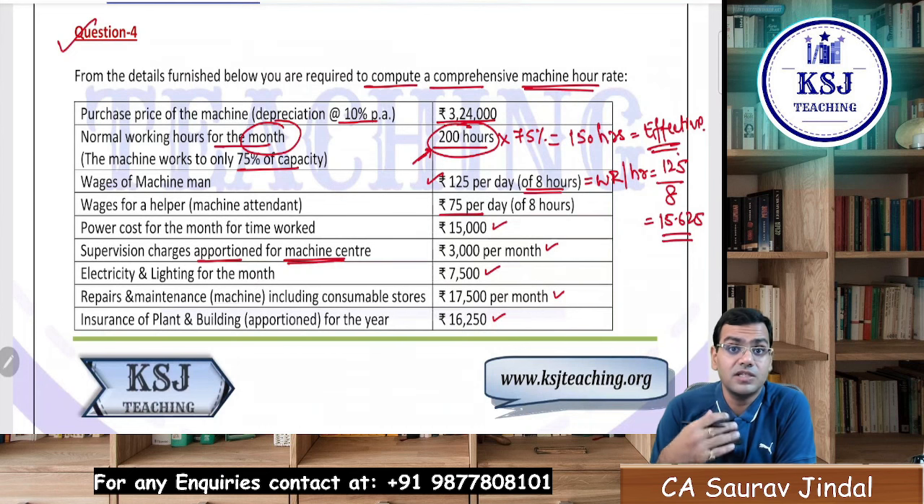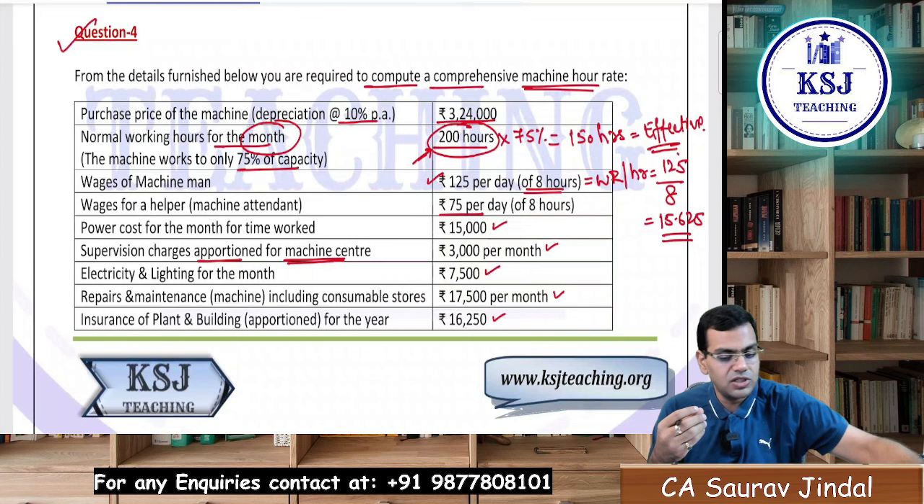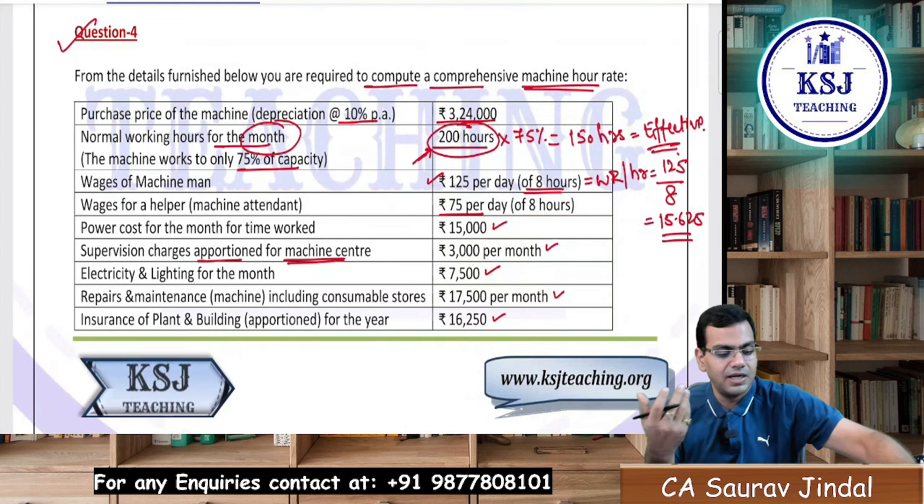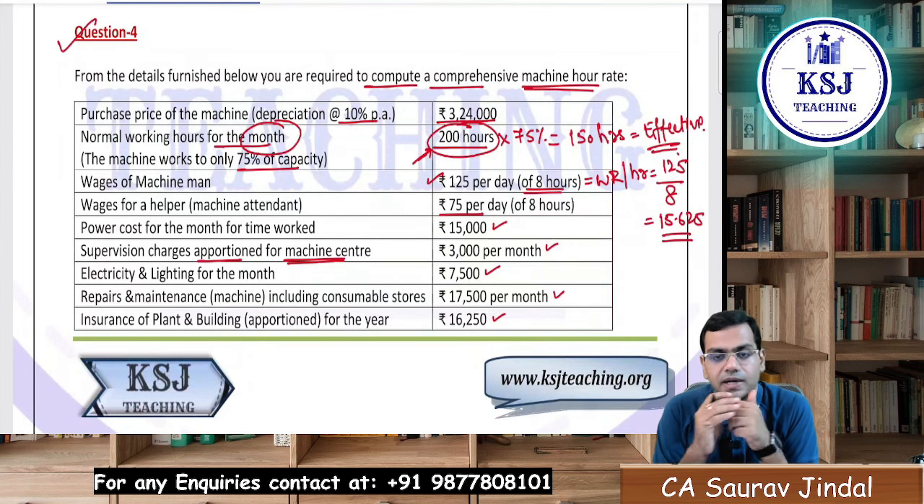150 hours is during which the machine is involved in the production. You can't say to the worker that if the machine is not manufacturing, we will not pay you anything. Even if the machine is not working, the machine might be under maintenance, but you have to pay the worker. Otherwise the worker will say, sir, your machine is under maintenance, why are you deducting my salary? You have to pay that person, right?